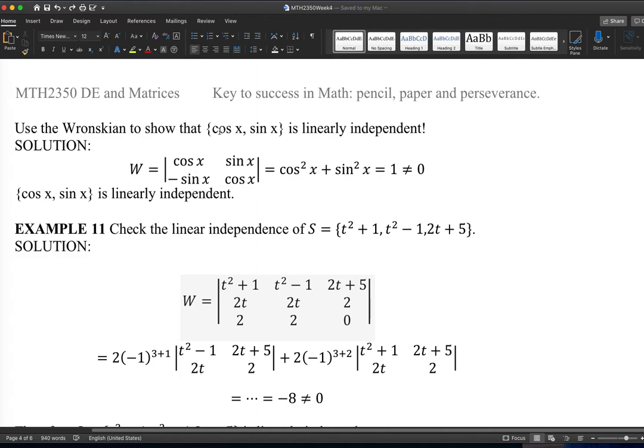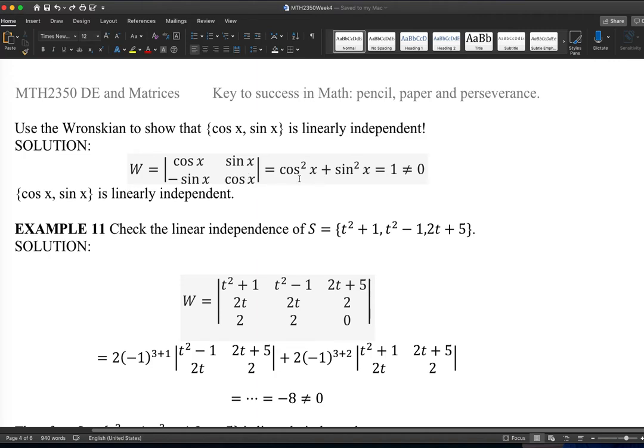One example: we know cosine x and sine x are different. Now we want to show not only that they are different, but more precisely, that they are linearly independent. So for cosine x and sine x, I calculated the Wronskian. The derivative of cosine is negative sine, and the derivative of sine is cosine. Then for the determinant, you use the cross product.